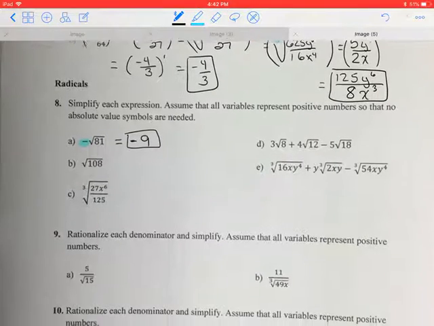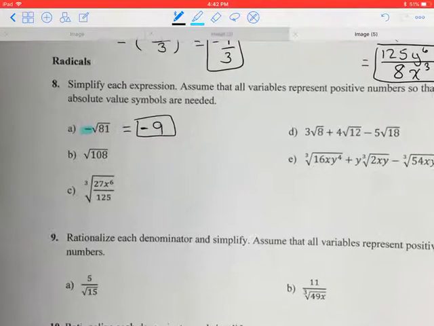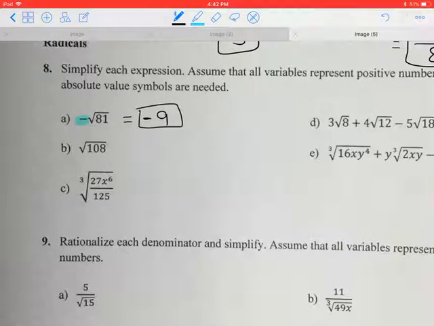Now for B, we want the square root of 108. This is not a nice pretty answer. So what we need to do is we need to break down 108.